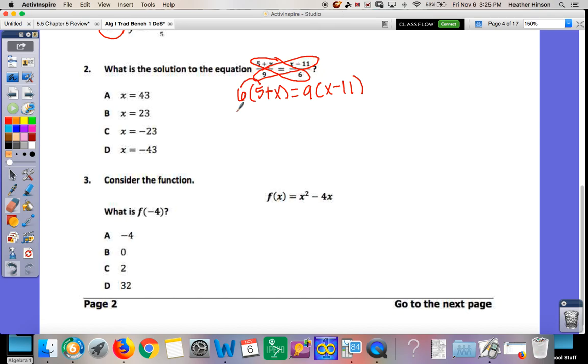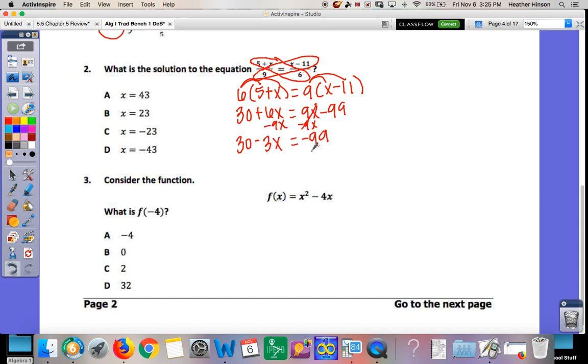6 times 5 is 30. 6 times x, 6x. 9 times x, 9x. 9 times negative 11, negative 99. How do we get our x's together? Well, we can just subtract it over. So 6x minus 9x is negative 3x.